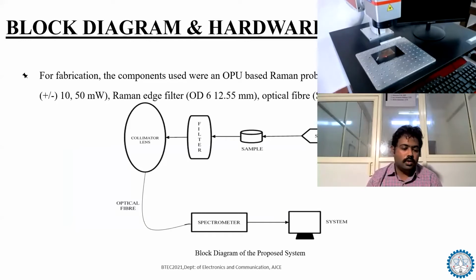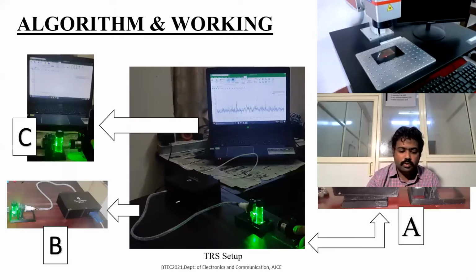So with this filter you can get a resolution of plus or minus 10, and we are powering this laser with 50 milliwatt. An optical fiber cable with a 200 micron core is used for this application. This is one example done in our laboratory by our BTech students for studying chemical compounds as well as pesticides.